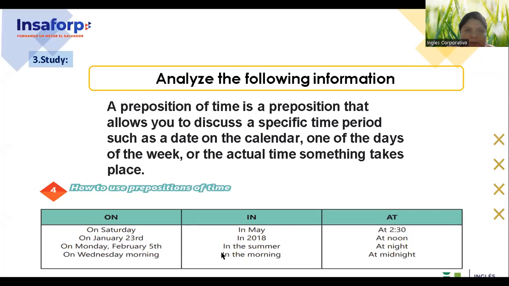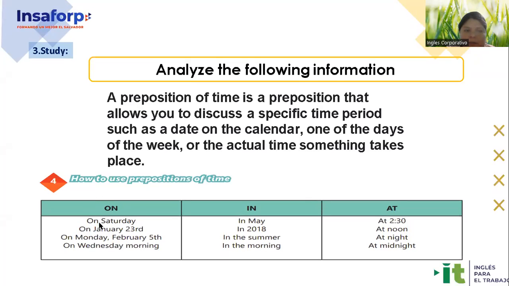Okay, excellent. So look at this. We're going to be covering this topic. This is super easy: on, in, and at. So when to use each of these prepositions. Entonces, ¿cuándo utilizar cada una de estas preposiciones? Eso es lo que vamos a ver en detalle este día. So these prepositions allow you to discuss a specific time. Entonces nos permiten discutir un tiempo en específico, un periodo de tiempo, como por ejemplo una fecha, a date on the calendar, one of the days of the week, algún día de la semana, or the actual time, for example, clock times, puede ser hora de reloj.